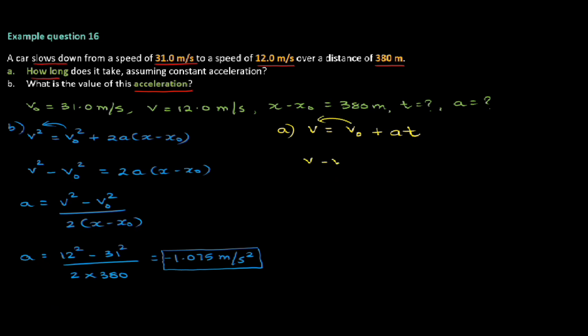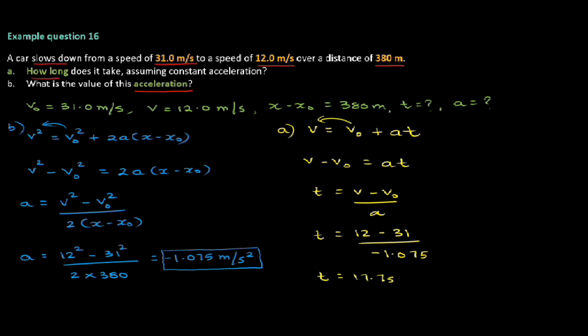We get v minus v0 equals a into t. Then we divide by the acceleration a. So we get t equals (v minus v0) over a, or the time t equals v is 12, v initial is 31, acceleration is negative 1.075, which we found in part B. And when you solve for this, you get your time t as 17.7 seconds.